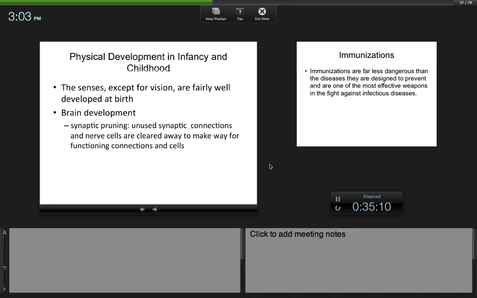Newborns are amazing. There's a cognitive psychologist who said one of the worst ideas in psychology ever is the idea that we are born as blank slates. He said, clearly, we are not born as blank slates. Look at what newborn babies are able to do right away, the amazing things that they are able to do. All right. We see a lot of synaptic pruning. Unused synaptic connections in nerve cells are going to be cleared away. What they're trying to do is make way for functioning connections in cells. A lot of growth in kids.